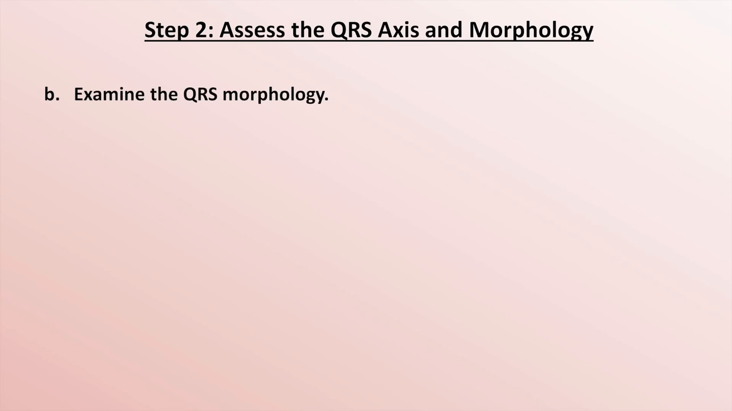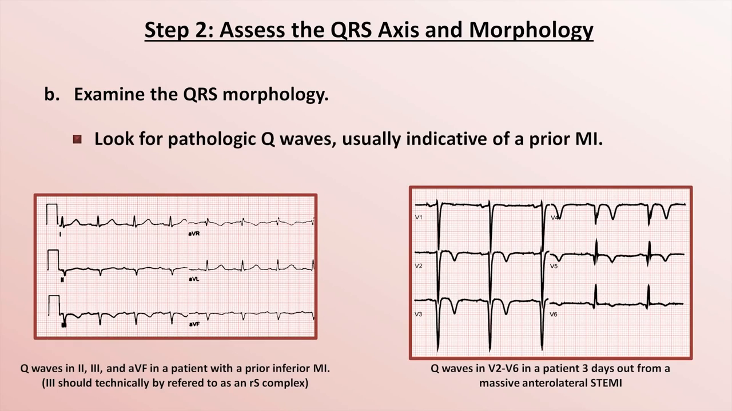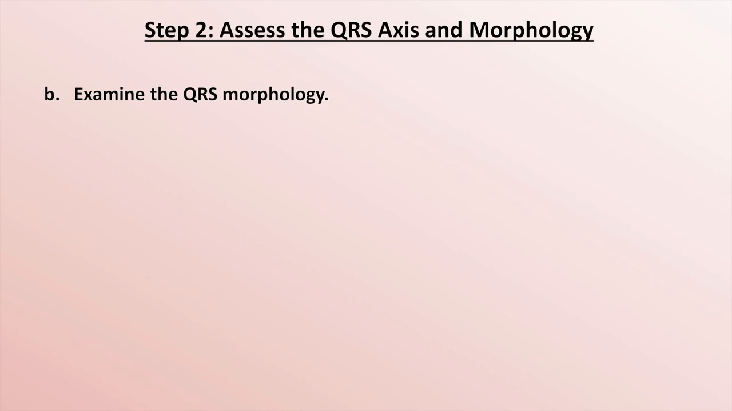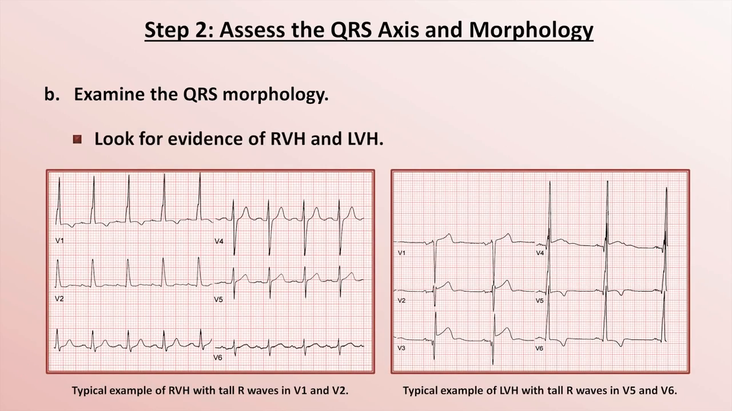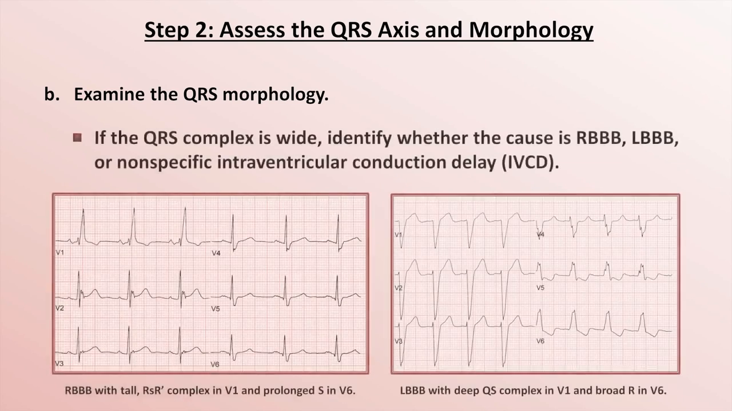Then look at the QRS morphology. When looking at the morphology, there are 5 to 6 key diagnoses to look for. First, pathologic Q waves, which are usually indicative of a prior MI. Look for evidence of ventricular hypertrophy, and if the QRS complex is wide, for a bundle branch block.